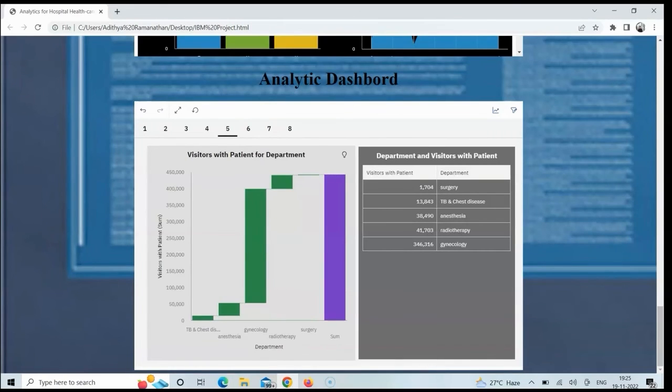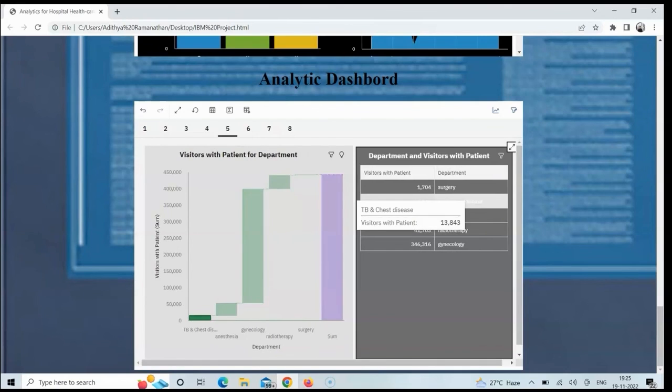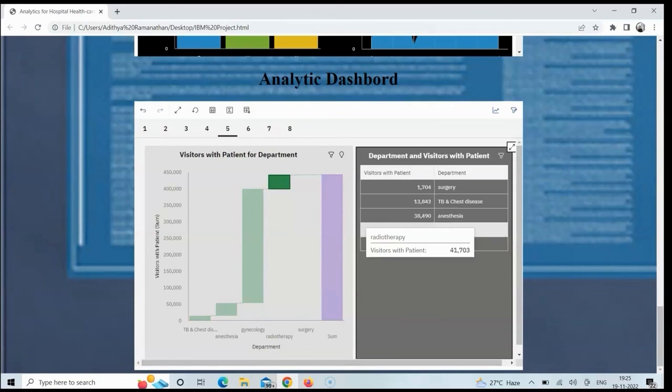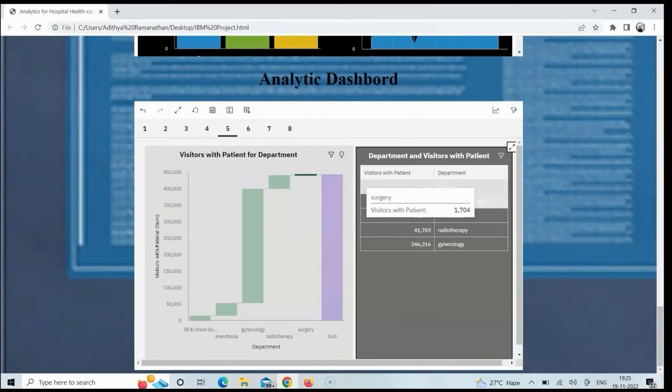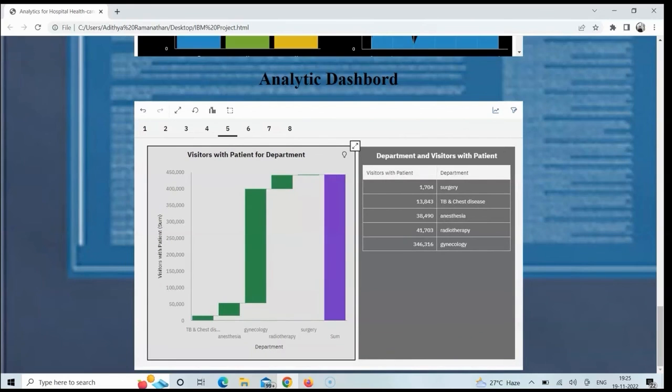In this slide, visitors with patients for departments. There are departments like radiotherapy, gynecology, surgery that have been measured. Gynecology consists of more patients and surgery consists of fewer patients. Finally, the value is summed. In this table, department and visitors with patients are in ascending order from surgery to gynecology. The values have been arranged. Surgery consists of 1704 and gynecology consists of 346,316 patients. Moving on to the next slide.